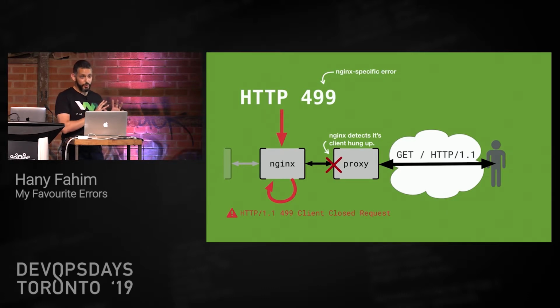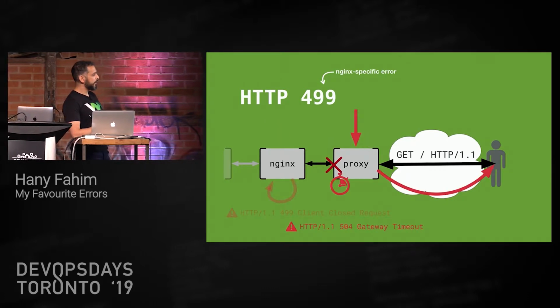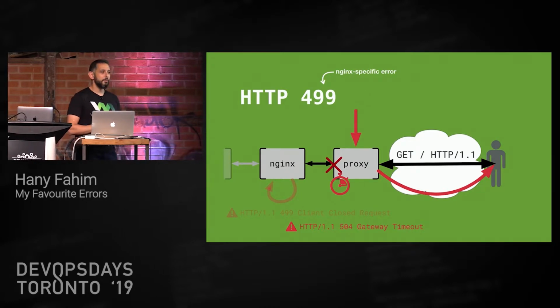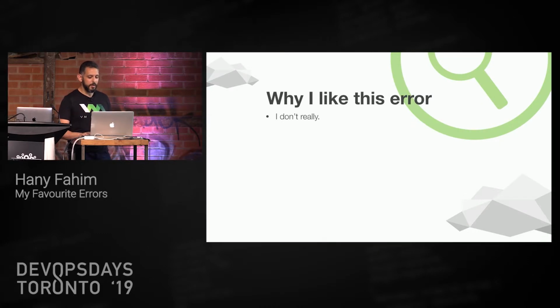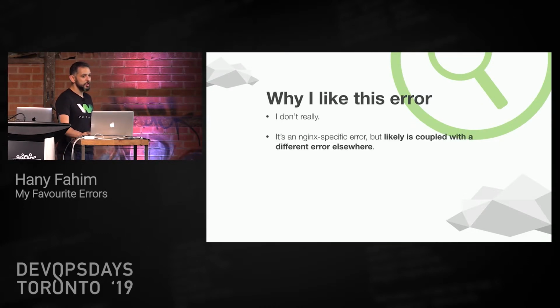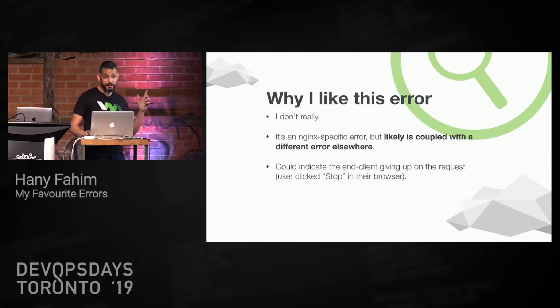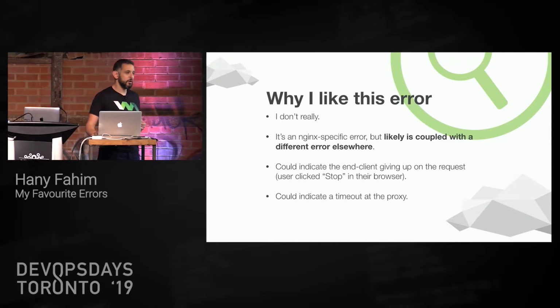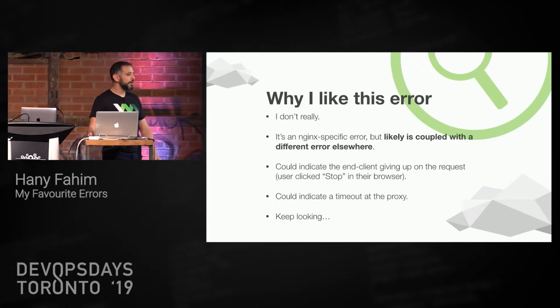Usually it is not alone, though. Usually it is accompanied by an error on the other side, like a 504 gateway timeout. Usually it's coupled in this way. I don't really like this error because, one, it's Nginx specific. Two, usually the real problem is elsewhere. It could indicate, however, that the user pushed stop in their browser while it's mid-render. On the other hand, it could be a timeout on the proxy, like I just showed. Anytime somebody reports a 499 error, you've got to keep looking for the actual error.